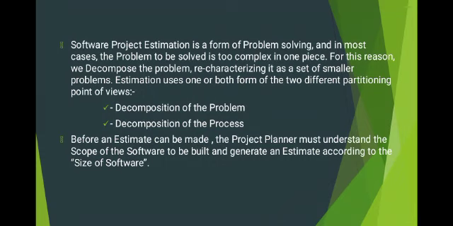Estimation uses one or both forms of two different partitioning points of view, that is decomposition of the problem and decomposition of the process. Before an estimate can be made, the project planner must understand the scope of the software to be built and generate an estimate according to the size of the software. What is meant by size of the software we saw in the previous lecture of software engineering, that is software sizing.